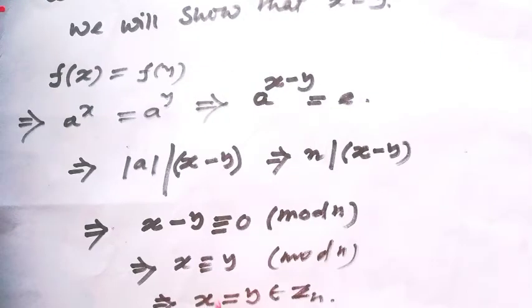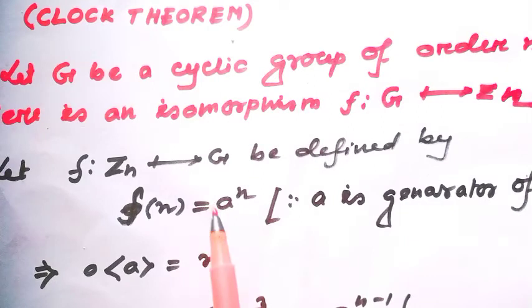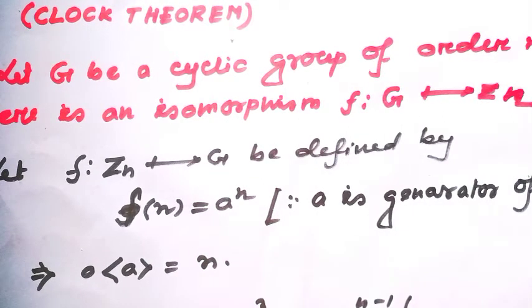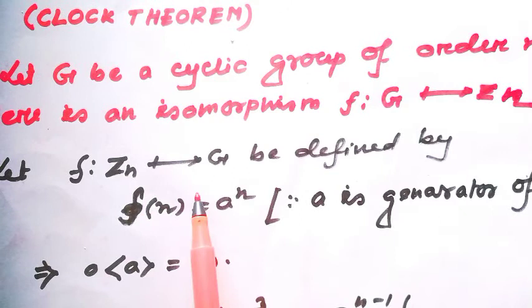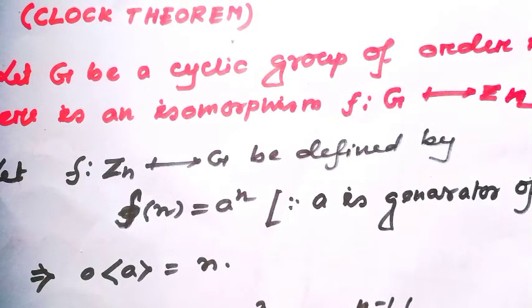That means x minus y is congruent to 0 modulo n, which also implies x is congruent to y modulo n. And from this line we can tell x equals y, which is a member of Zn. So this function is 1-1. And since the orders are the same, all of us know any 1-1 function must be onto. So this is both a 1-1 and onto function. And I have proved many times this is a homomorphism.